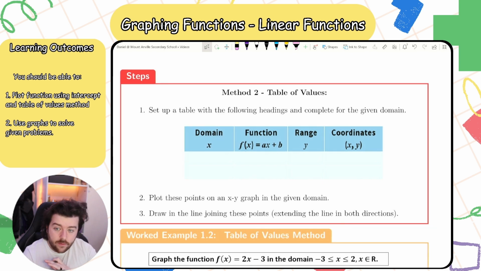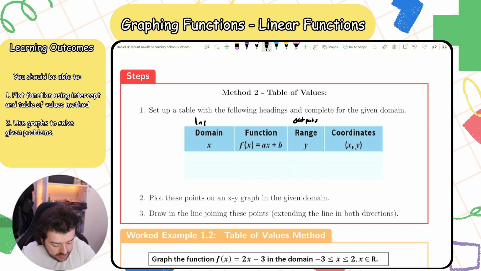The next way we can do it is the table of values method. So what we do is we set up a table with these columns. We set up one for my x values, my domain or my inputs. We set up one then for my workings, where we sub my input into my function. We have my range here, or my outputs, or my y values.